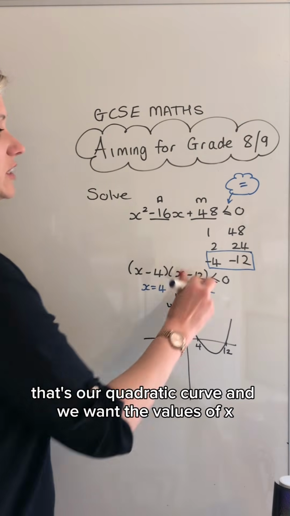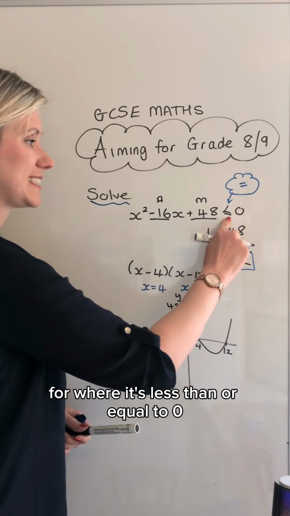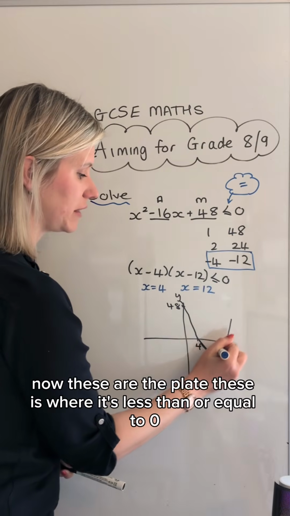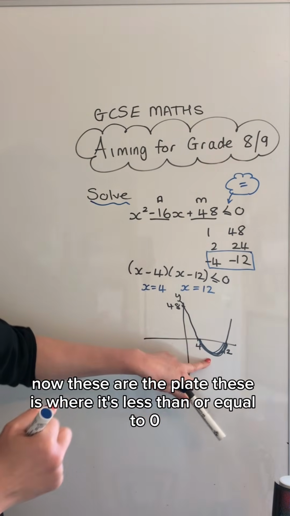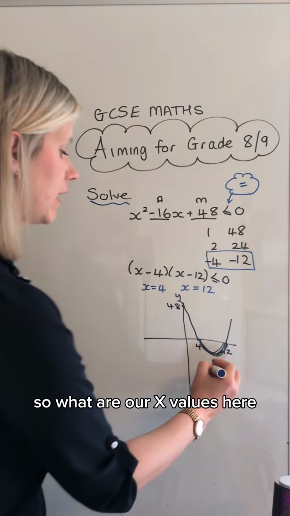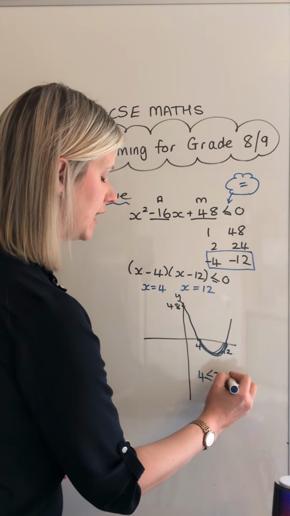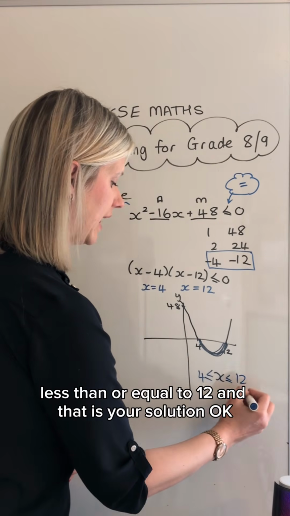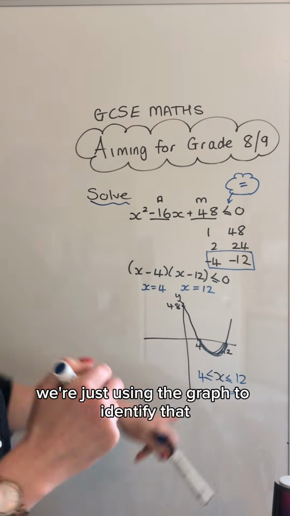And we want the values of x. Solve means work out the values of x for where it's less than or equal to 0. Now this is where it's less than or equal to 0. So what are our x values here? x is greater than or equal to 4, less than or equal to 12. And that is your solution. Okay, we're just using the graph to identify that.